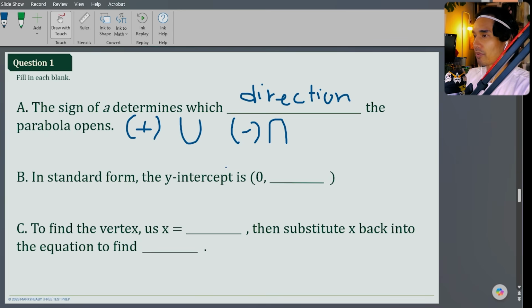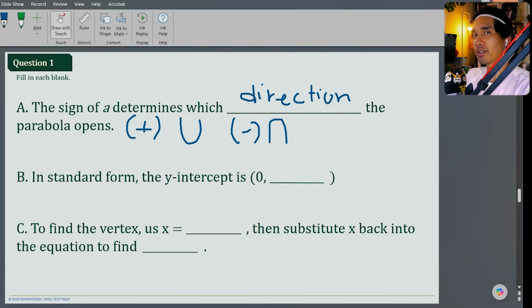Okay? Perfect. In standard form, the y-intercept is (0, c). I just said this. If you answered C, then you are correct. In standard form, the y-intercept is (0, c). Set everything in the equation to 0, all the x's to 0, giving you c. Now, if you did the reverse, right? If you made y 0, what do you get from there?